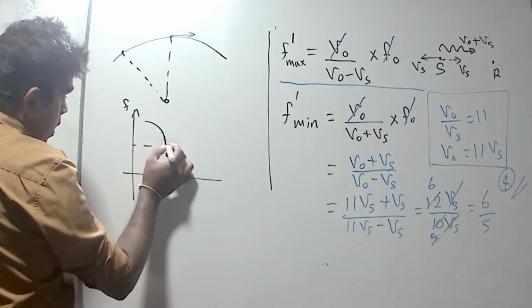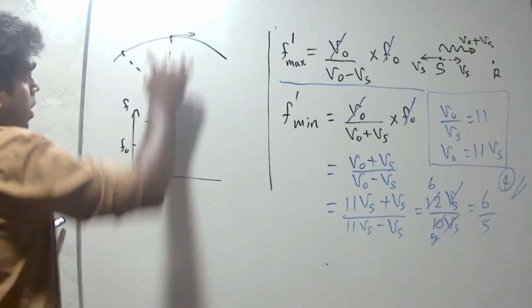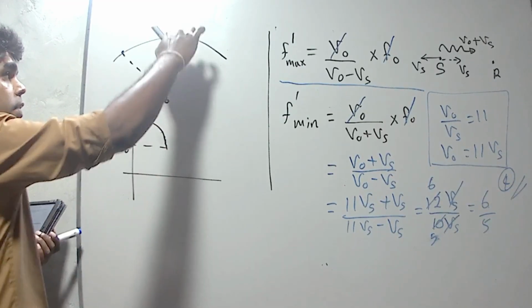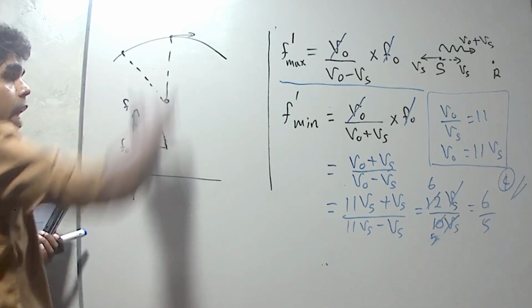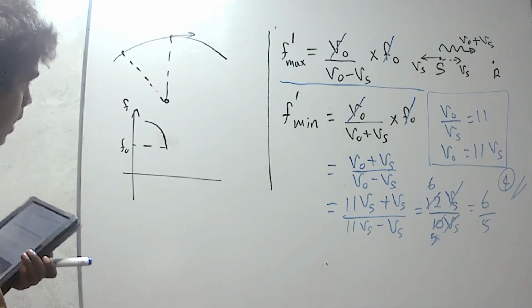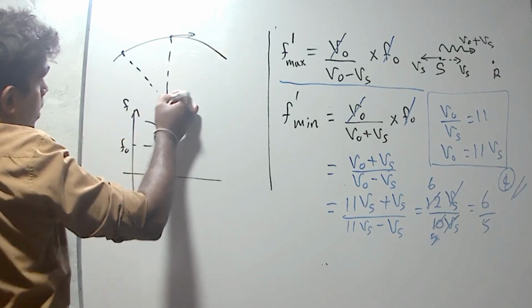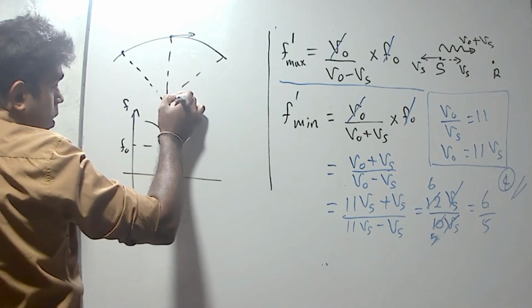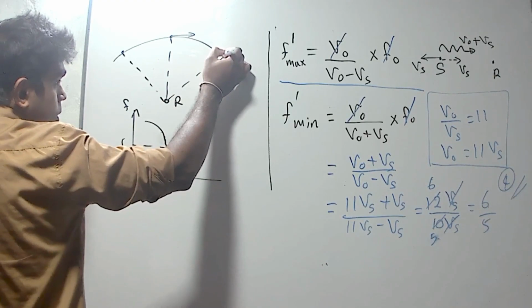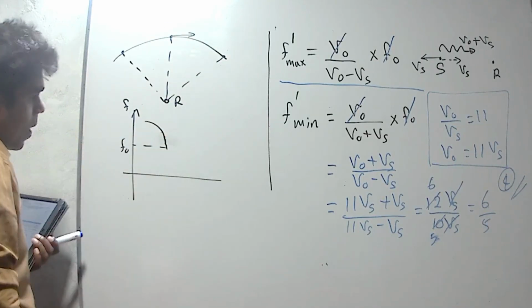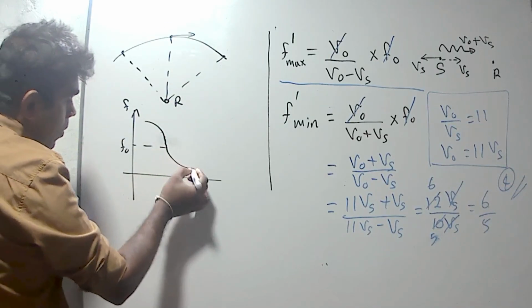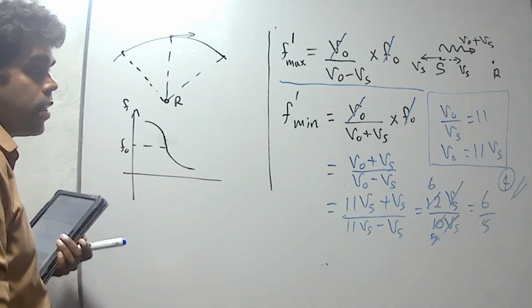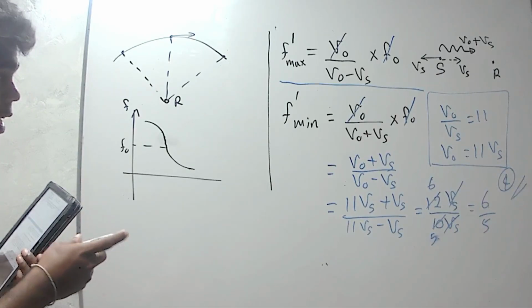This one is the real frequency. We can observe the real frequency when the source is at this phase. And after passing this phase, the distance between receiver and source is increasing. Therefore, we can observe a frequency less than the actual frequency.